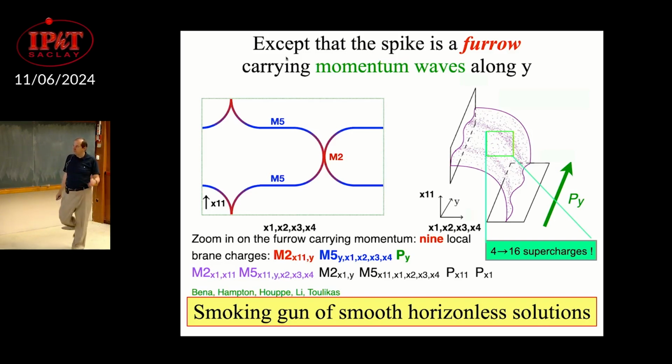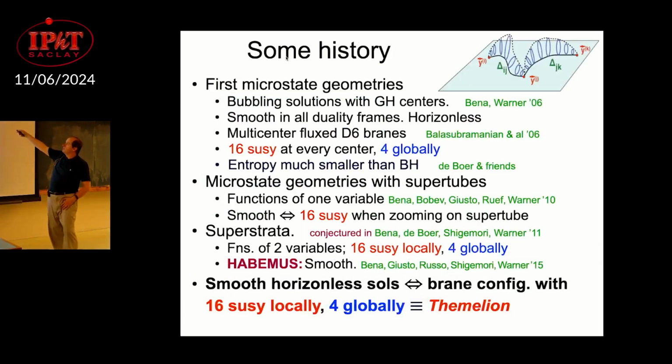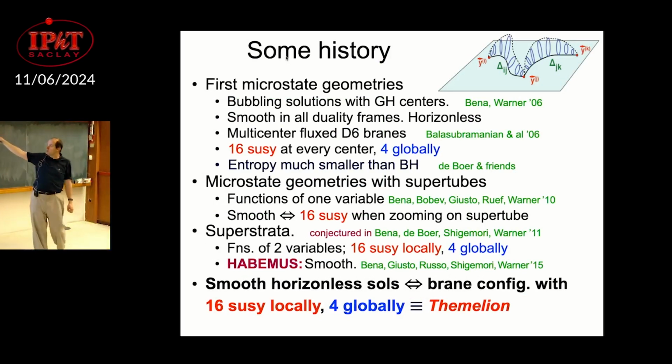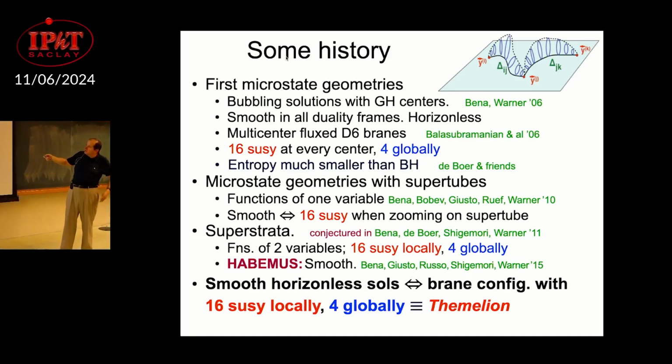Just to give you a brief history, a long time ago, Nick and I found these bubbling geometries, back in 2006, almost 20 years ago, my God, which are smooth and, in all the frames, horizonless. And then Vijay and collaborators, and Tommy Levy and Per Berglund, said that when you dualize them down to type IIA, they actually become multi-center D6 branes with flux. And these multi-center flux D6 branes are part of the DNF solutions. There's a special class of these DNF multi-center solutions.